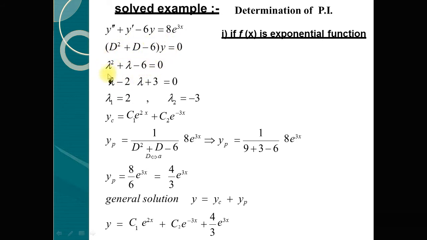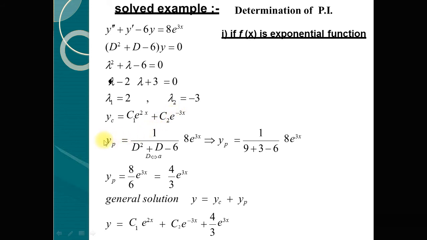So after factorizing by sum and product, we obtain lambda minus 2 into lambda plus 3 is equal to 0. So lambda minus 2 is equal to 0 means lambda 1 is equal to 2, and lambda plus 3 is equal to 0 means lambda 2 is equal to minus 3. So the roots are real and different. So the complementary solution will be c1 e power m1x plus c2 e power m2x, that is c1 e power lambda 1 x plus c2 e power lambda 2 x. The lambda 1 value is 2 and the lambda 2 value is minus 3. So the complementary function is c1 e power 2x plus c2 e power minus 3x.